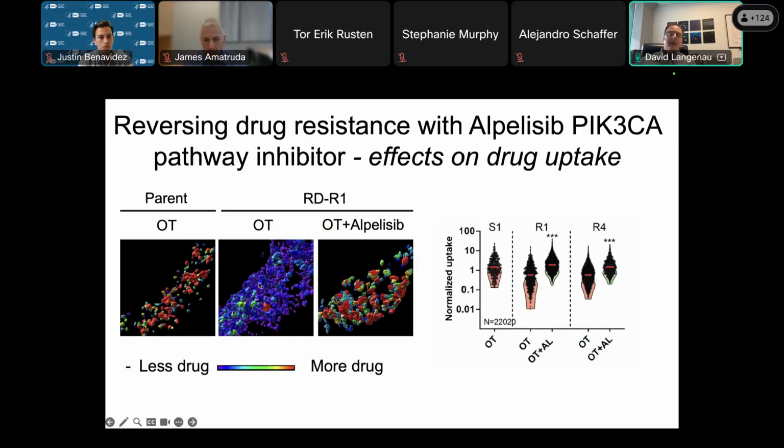But if you now treat a resistant model, shown here on the right-hand side, you can see that they very nicely pump out the drug, and so they don't have drug inside the cells. But if you now look at the cells that are engrafted and treated with alpelisib, they become resensitized and can retake up the drug. And this can all be quantified at single cell resolution, shown here on the right-hand side.